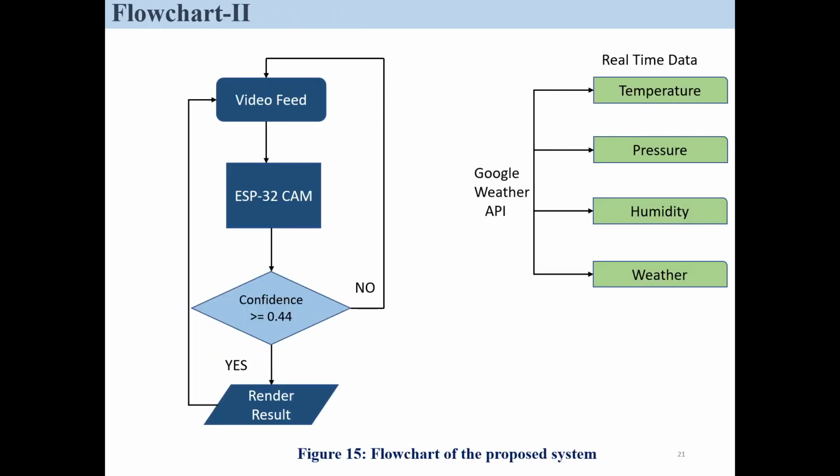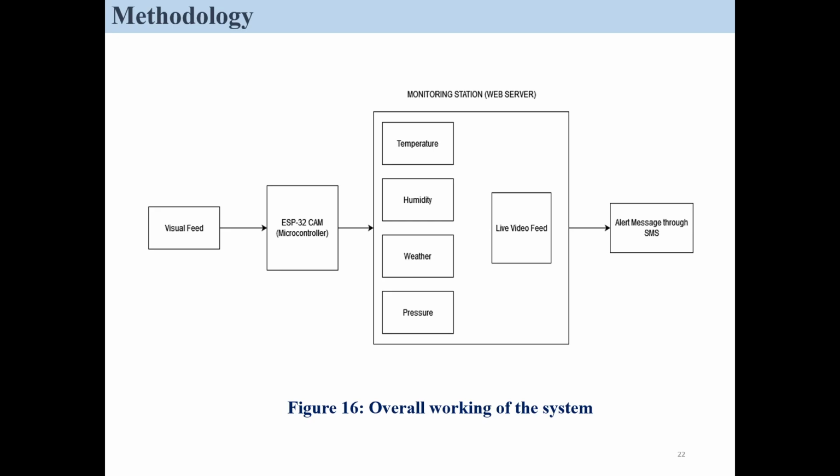From the flowchart, as we can see, we are first given some video feed which is received by the ESP32 CAM, and the fire is detected using a threshold value of 0.44 in our case. It can be adjusted. Then if the fire is detected, the result is rendered. This result is then sent to the front end, which is our web server. We wanted multiple input, multiple output, so that it is useful for n numbers of people.